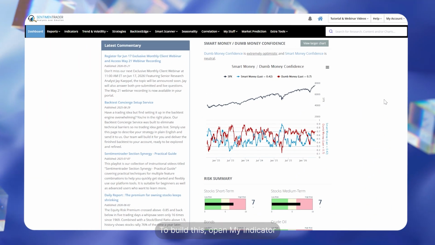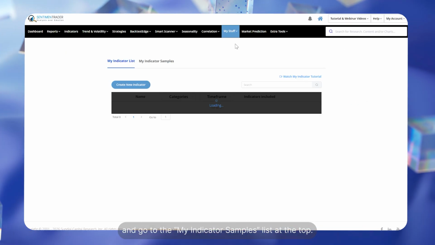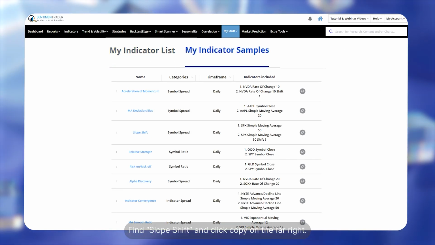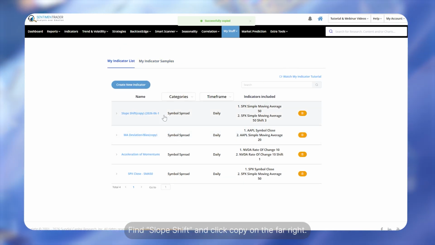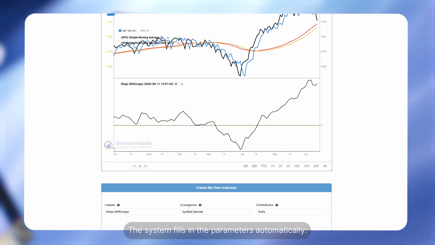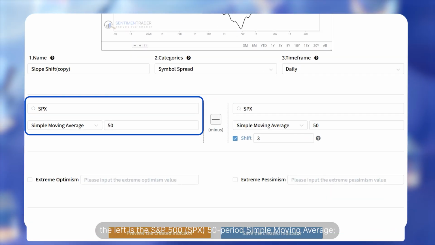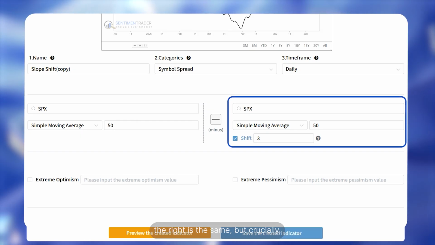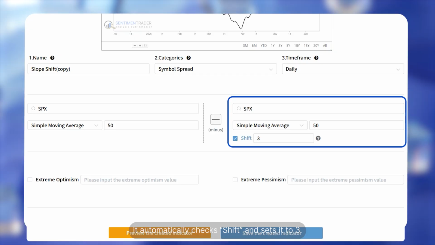To use this powerful tool, just open the My Indicator feature and go to the My Indicator samples list at the top. Find Slope Shift and click Copy on the far right. The system fills in the parameters automatically. The left is the S&P 500 SPX 50-period simple moving average. The right is the same, but crucially, it automatically checks Shift and sets it to 3.